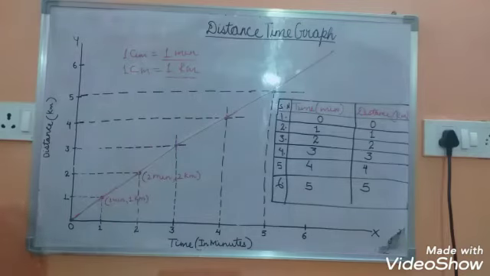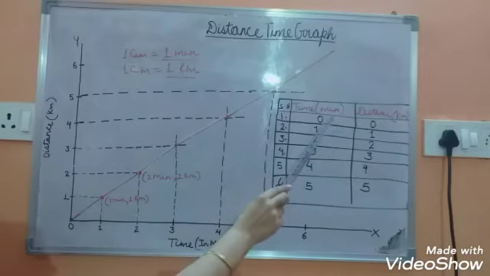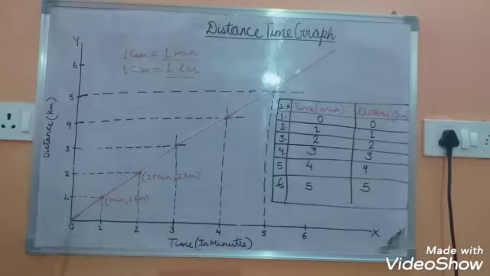Now you can see on the x-axis, that means on the horizontal axis, we have taken time, which is in minutes, and on the y-axis, that means on the vertical axis, we have taken another quantity, the distance, which is in kilometers. When the time is 0, the distance traveled is 0. So it is the origin. Here the time is 0 and the distance traveled by the car is 0. That means the car is at rest.